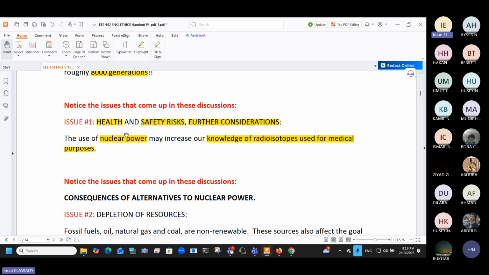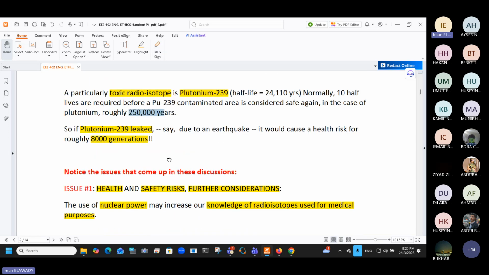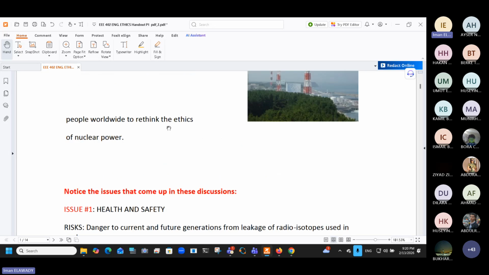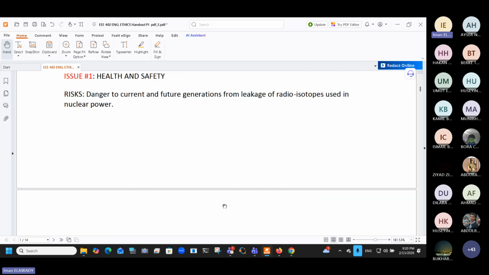So this is another issue, the second one, about the radiation. The second thing is about health and safety, and think about different sides, not just about the power. They use it here for the power, but think about this issue from different sides.